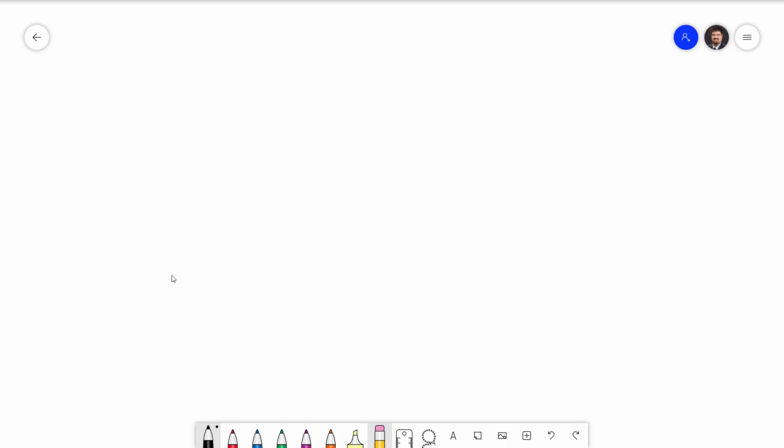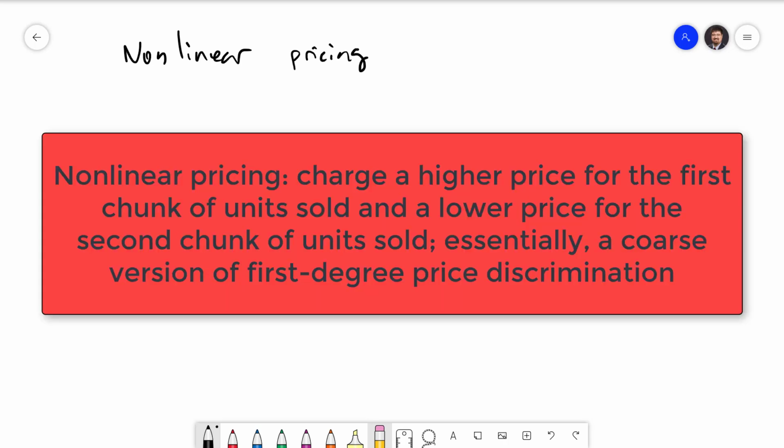Although first-degree price discrimination is the best possible outcome for the monopolist, it's also not necessarily very realistic. Firms can try to approximate first-degree price discrimination with nonlinear pricing. With nonlinear pricing, instead of charging a unique price for every single unit, they charge an initial high price for the first chunk of units, and then drop the price for the subsequent chunk of units if the consumer wants to continue purchasing. Some examples of this include electric utilities and paid parking lots.